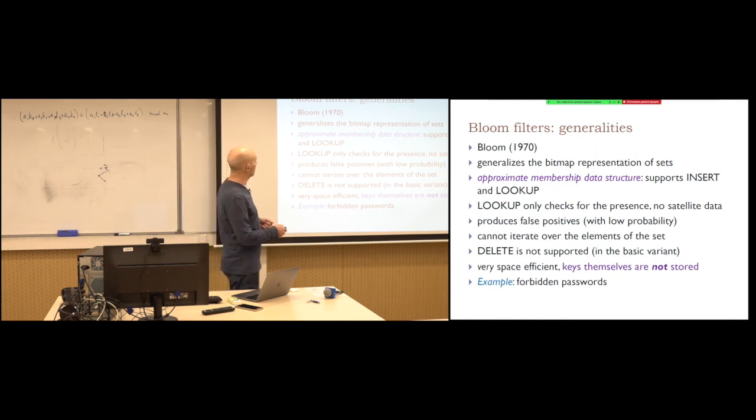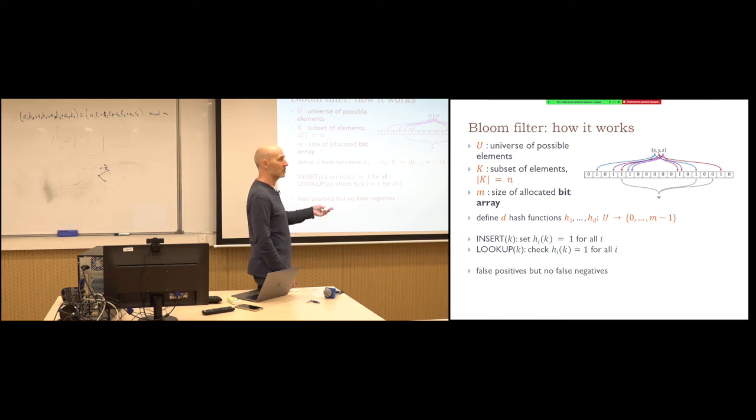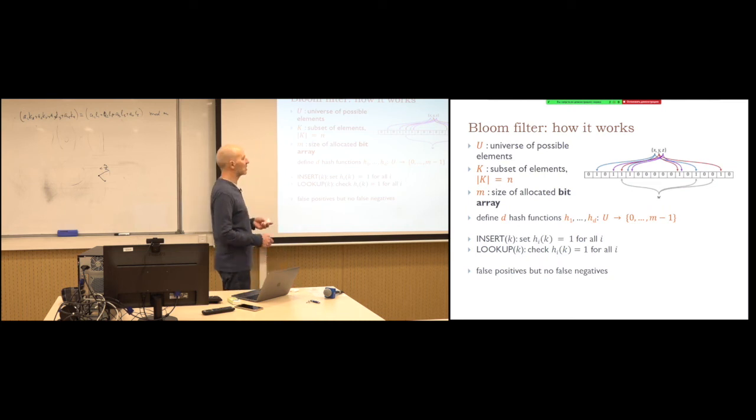Okay, so this is a summary. Now how it works, you probably already guessed, or you maybe already know. Can you first say, if we want to store n forbidden passwords, how many bits do we need? How much space do we need? Yeah, I'll tell this on the next slide.